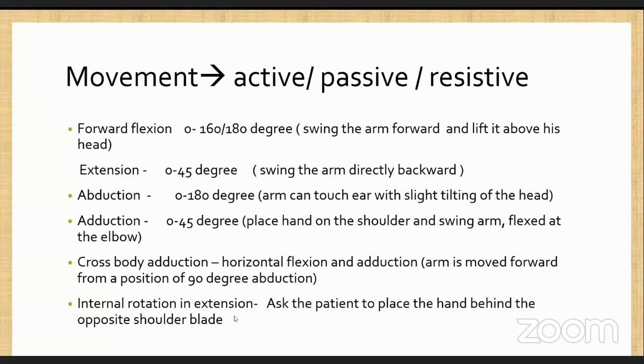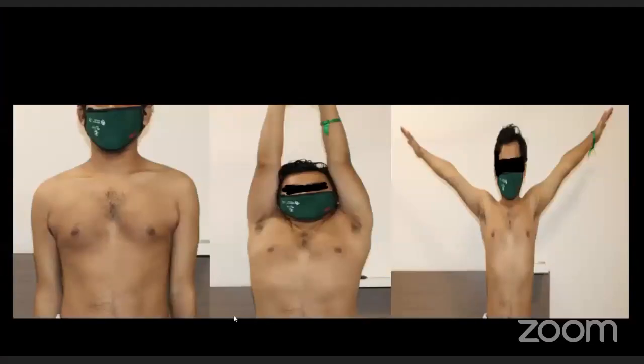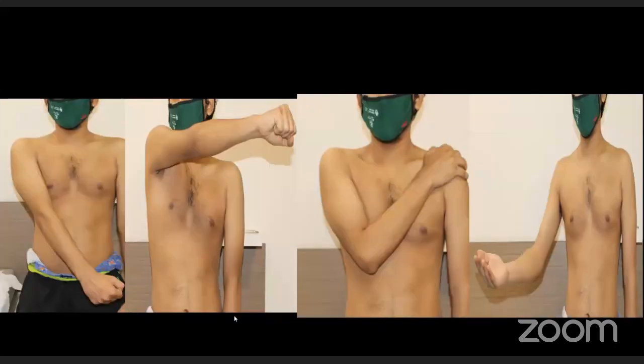Now the range of movements. You will find different range of movement in different things. So forward flexion up to 180 degrees, extension is 45 degrees. Please remember that. Abduction 180, adduction 45 degrees, cross body adduction. We'll show you all how to demonstrate that. So this is the way. I don't know whether you can make out in the second picture. It is a forward flexion, and in the third one, it is the abduction. You can go straight up to 180 degrees.